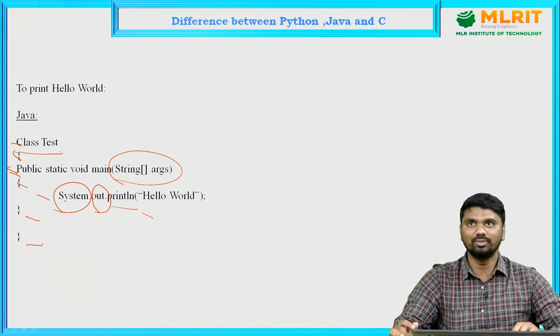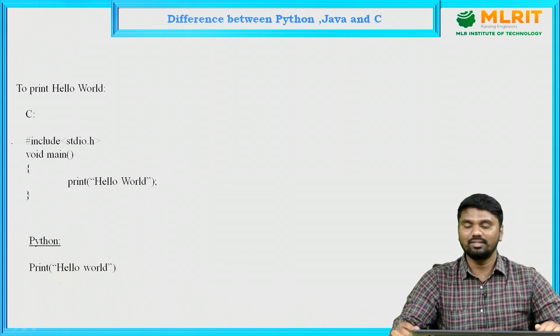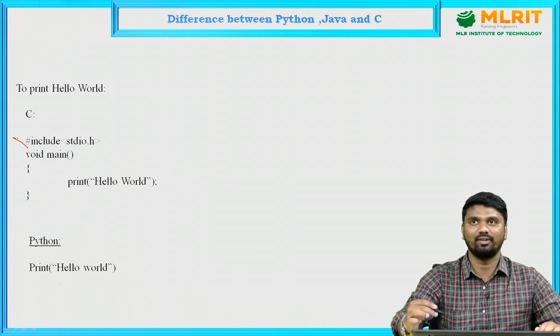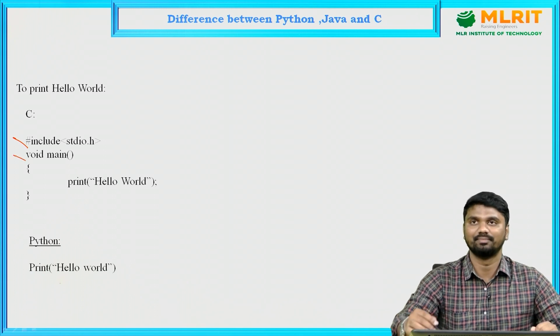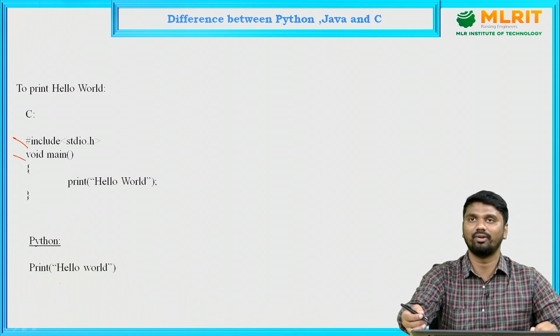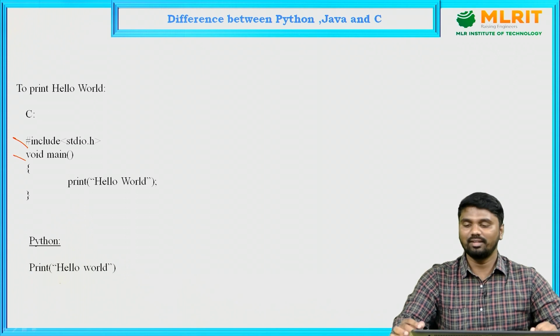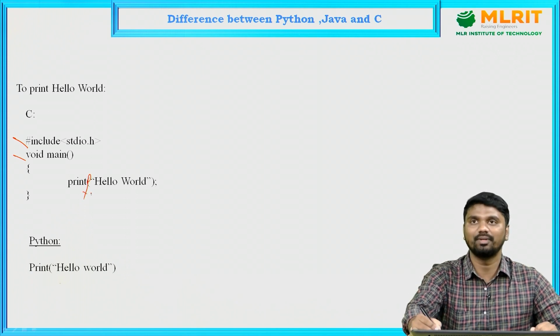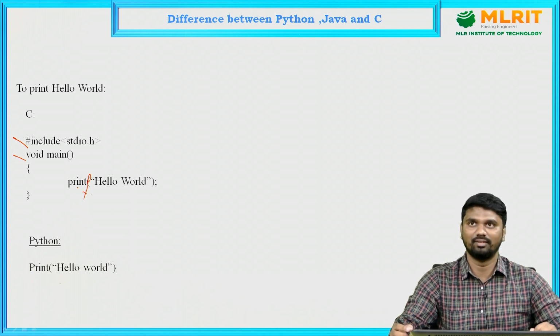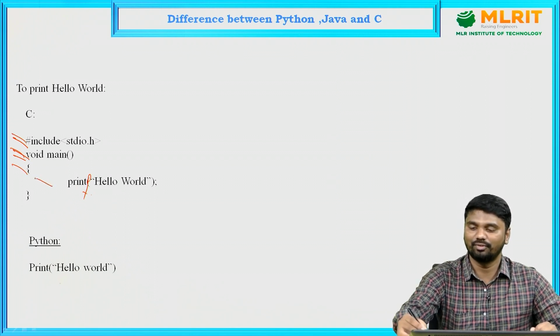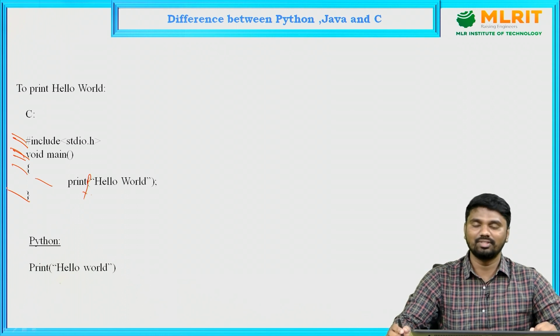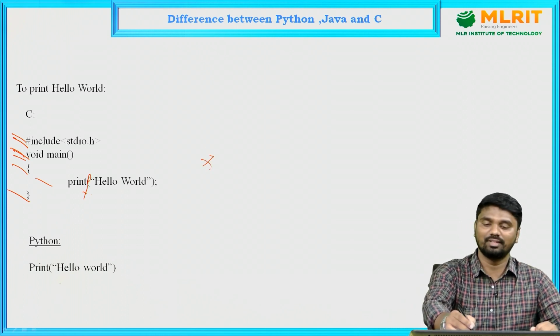Now coming to C. In C we have to define header files, that is hash include stdio.h, the standard input output header file, and then the main function, because this is C, that's why we call it a function. Then in this function we have to print, that is printf, and then hello world. So 1, 2, 3, 4, 5 lines are required. So in Java 7 lines, in C 5 lines.